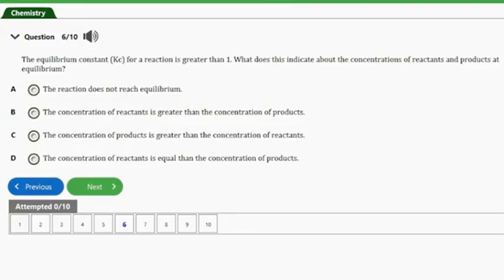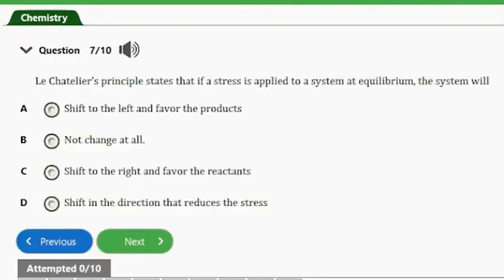So if the equilibrium constant for a reaction is greater than 1, it indicates that at equilibrium, the concentration of the products will be greater than that of the reactants. So this means that the reaction will predominantly favor the formation of the products. That's it will favor the forward reaction. So let's consider the next question.